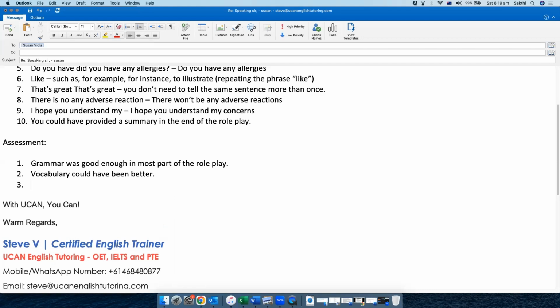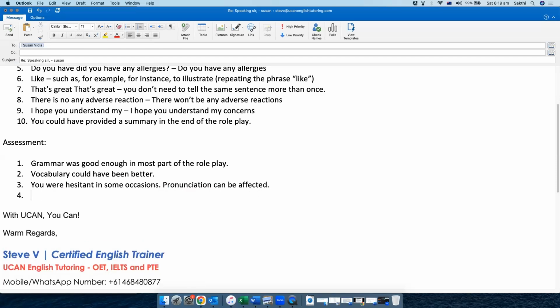And the other thing is, you were hesitant on some occasions because you were not talking consistently, and that could be avoided because this can have an impact on your pronunciation. Pronunciation can be affected if you commit this mistake. So please ensure that you maintain your fluency throughout the role play conversation.